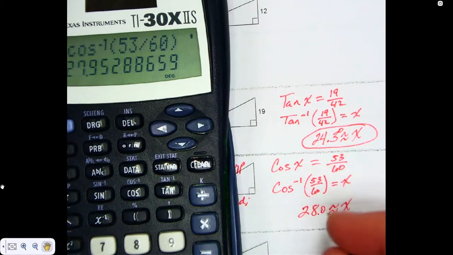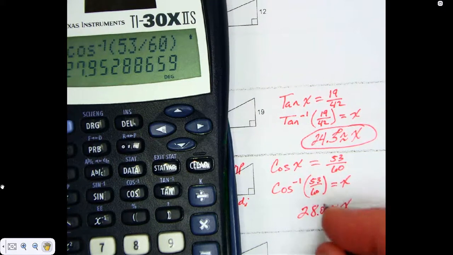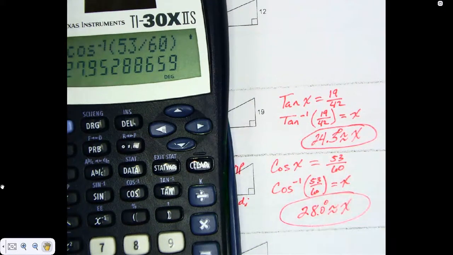And we're doing 28.0, 28 degrees. Okay, so do you want us to round? This one's what the directions ask you to round to the tenth.